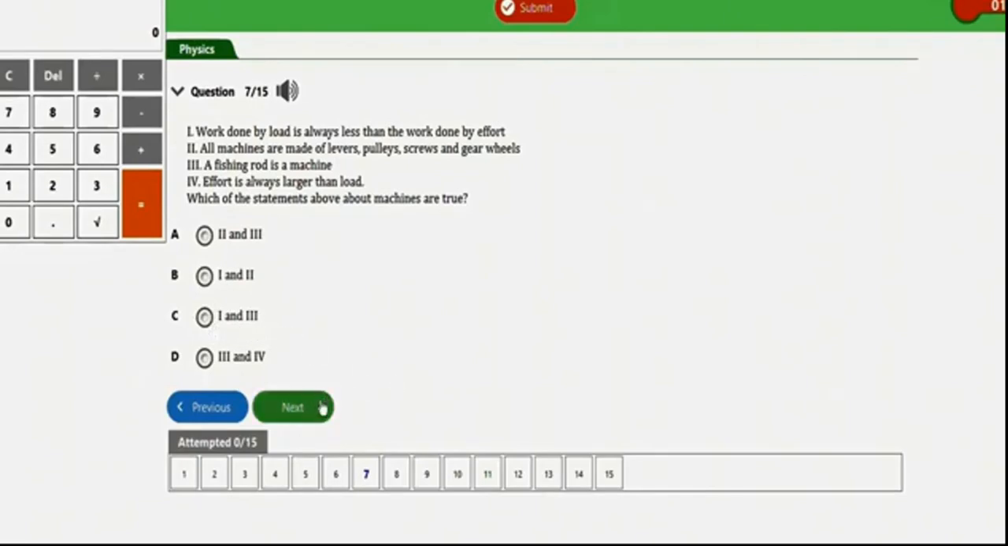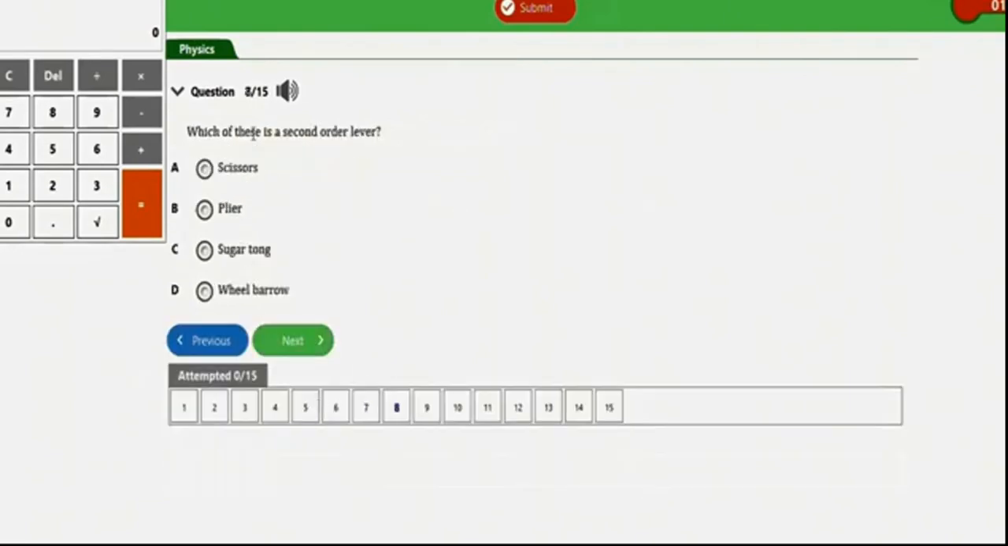The next repeated question will be this one. It says, which of these is a second order lever? It's obvious, wheelbarrow is the right answer, option D. The next question will be this one.